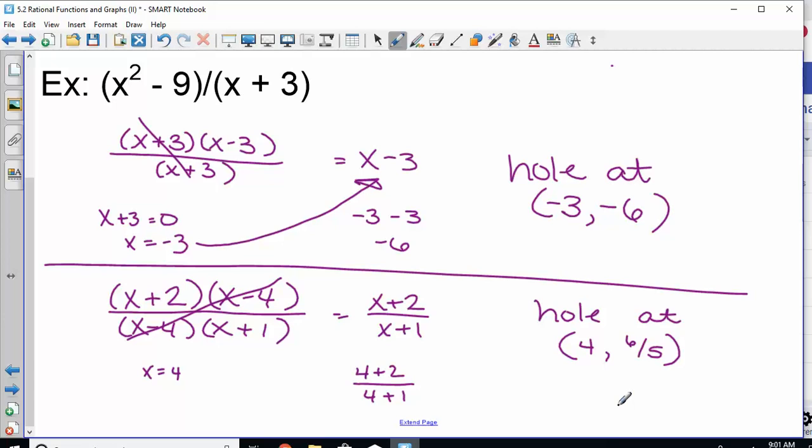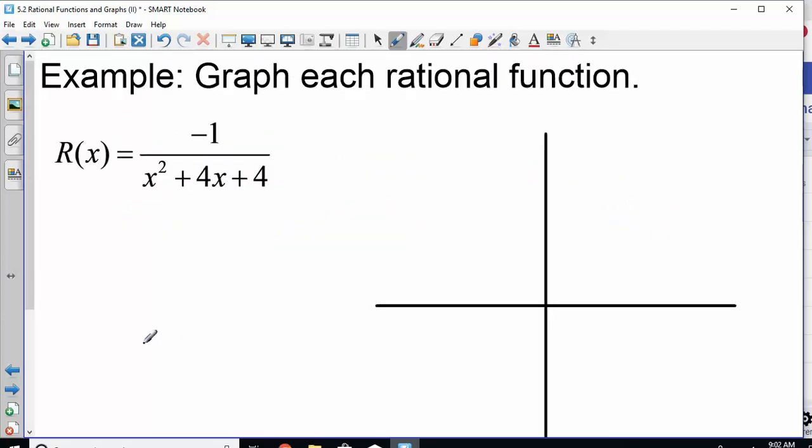So I want to just jump in and start graphing these things. Keep that handout in front of you so you can look through the steps that we are going to go through as we find this. So here is my first function. R of x equals -1 over x squared plus 4x plus 4. Okay, first step is what? Factor everything.